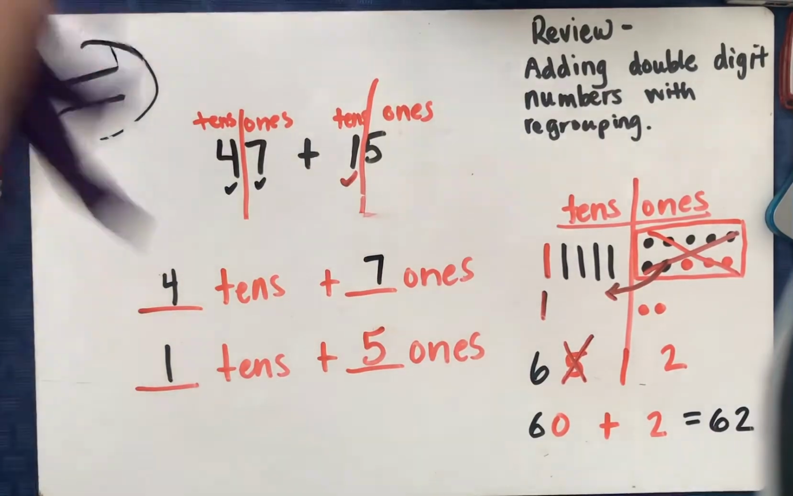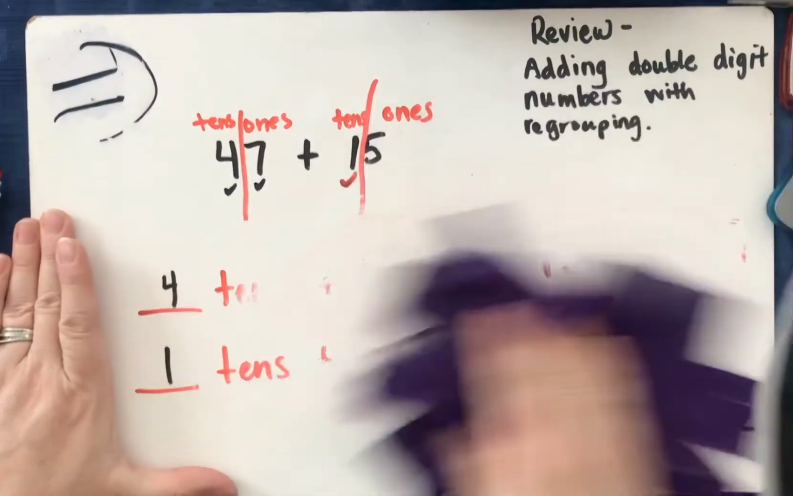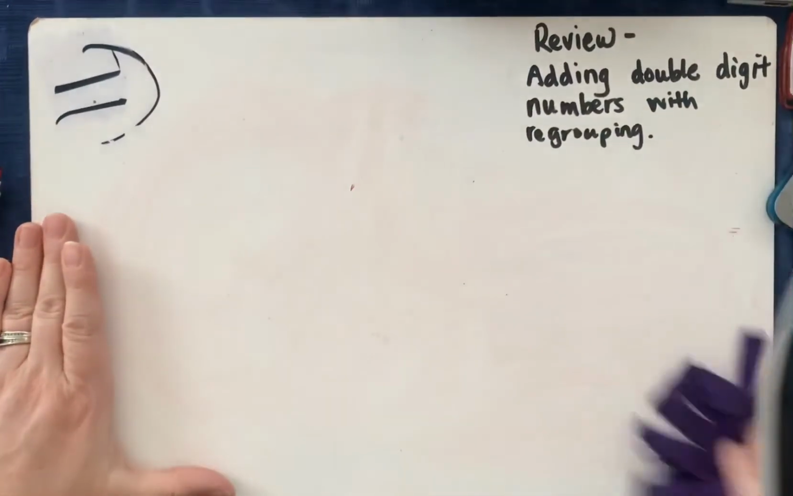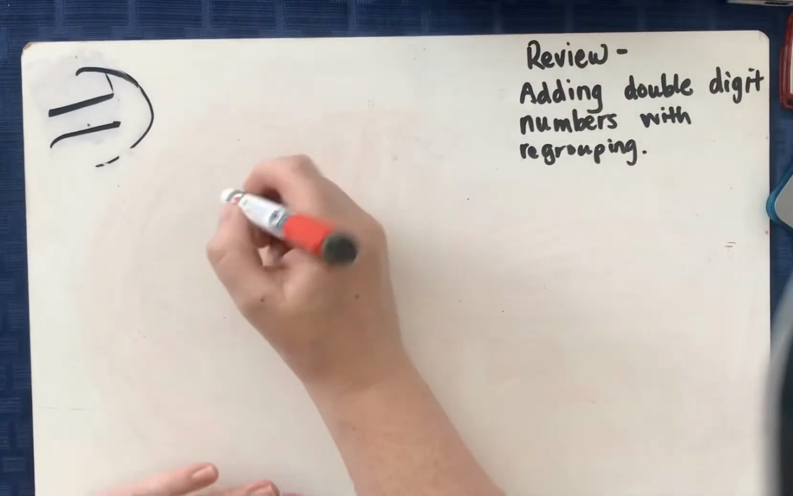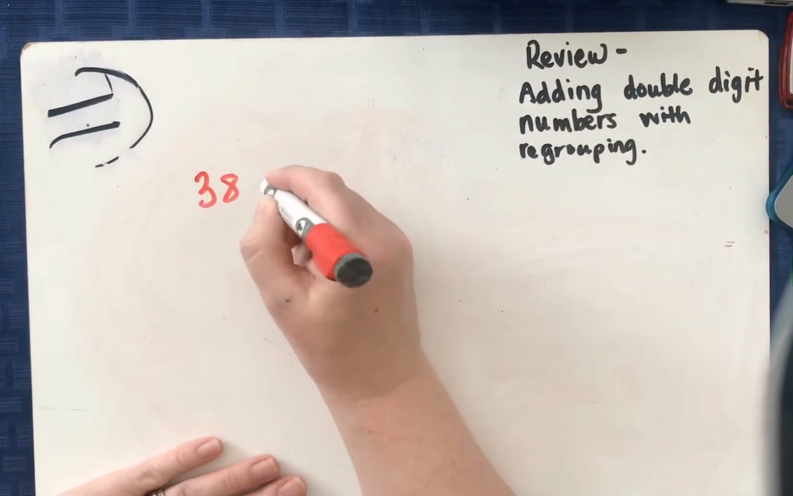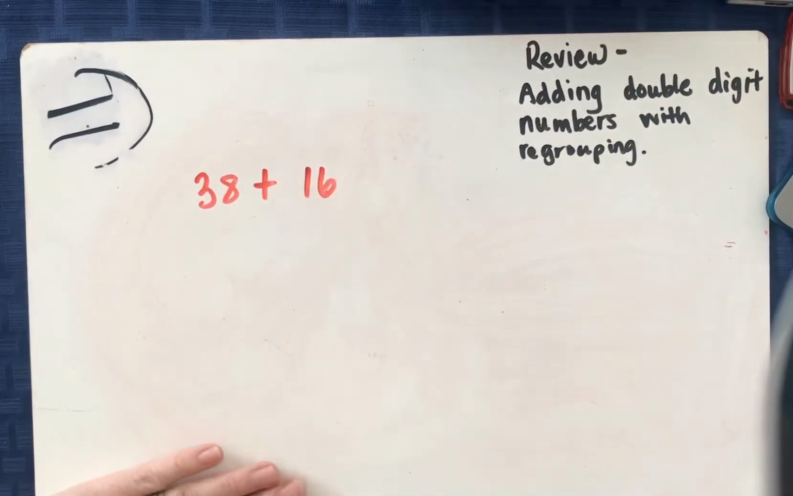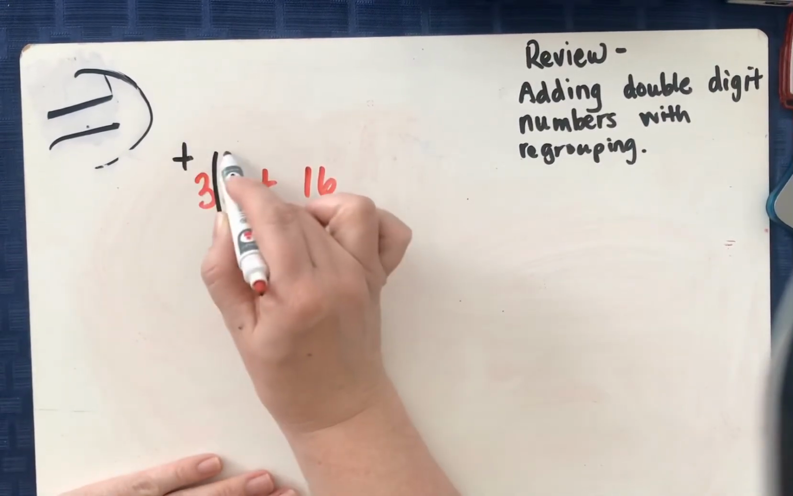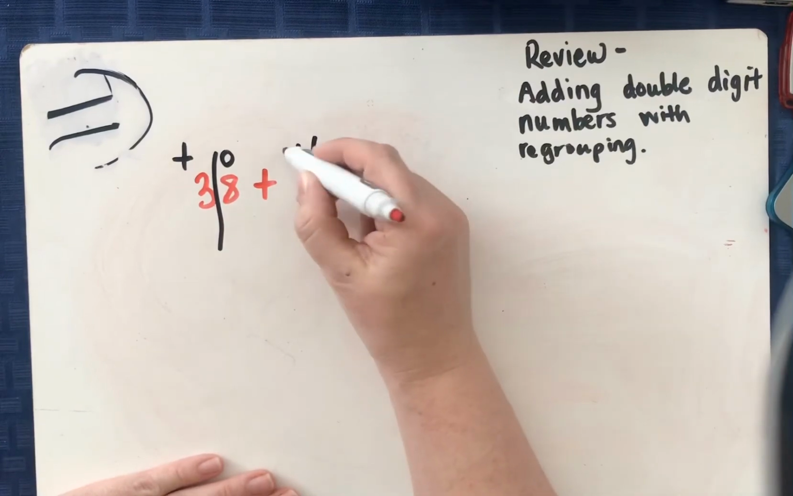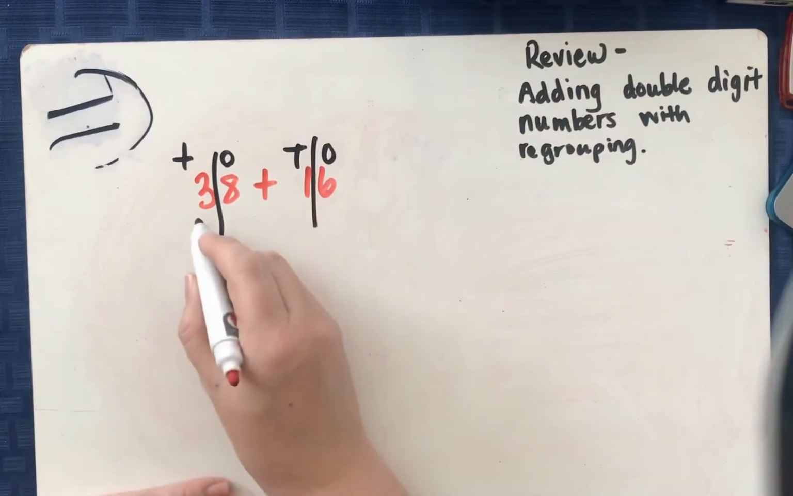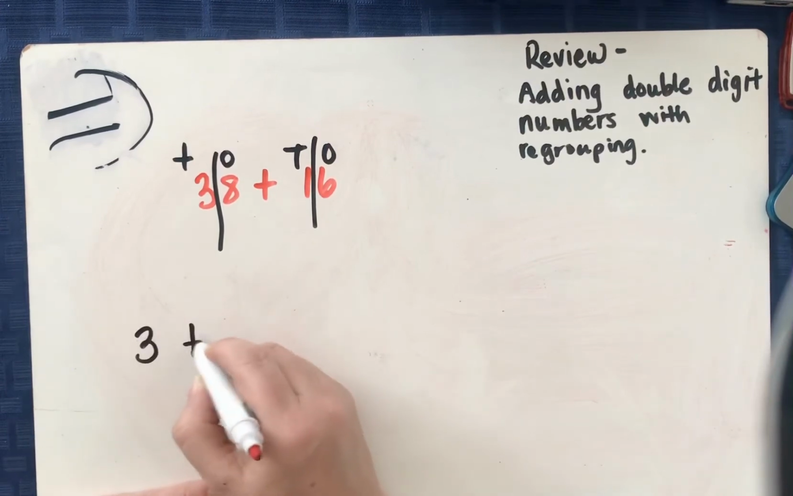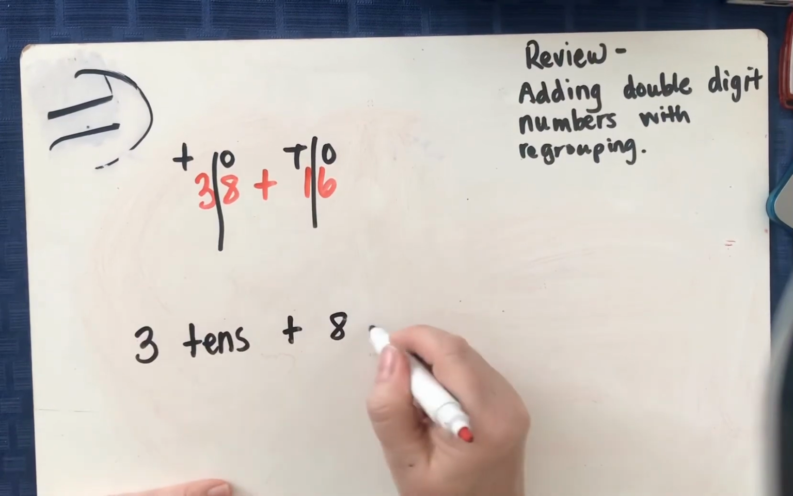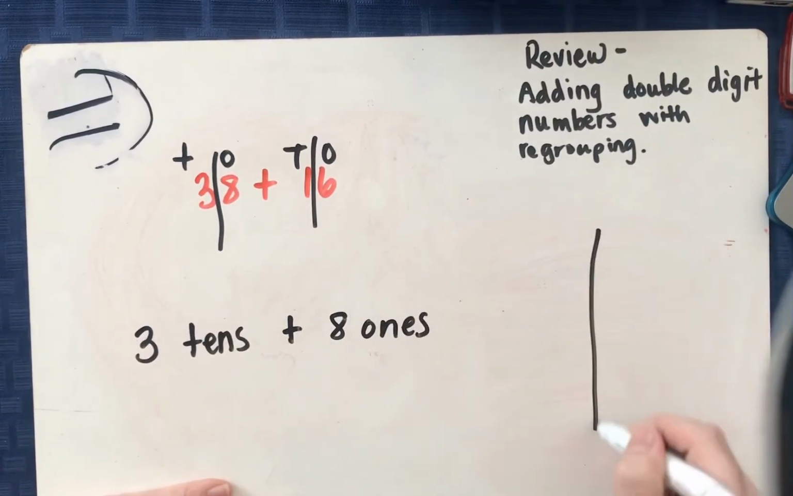Okay, I'm going to do one more problem. The next problem I'm going to do is, let's see, 38 plus 16. Again, I'm going to look at my tens and my ones place. Tens and ones. I have 3 tens and I have 8 ones. My T chart over here.